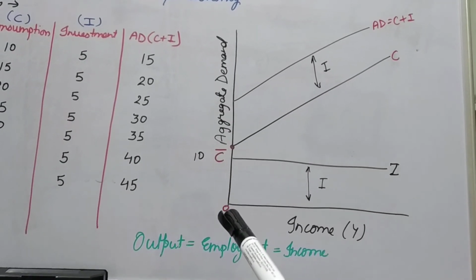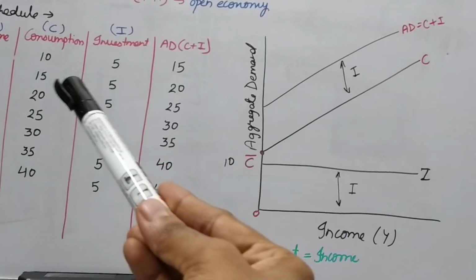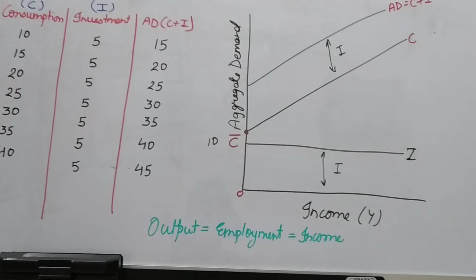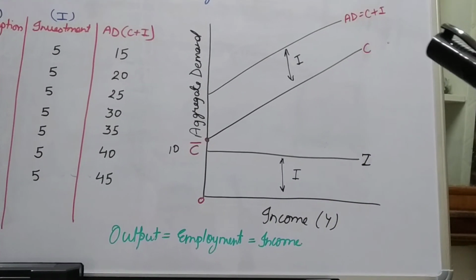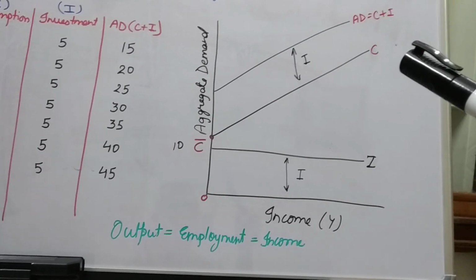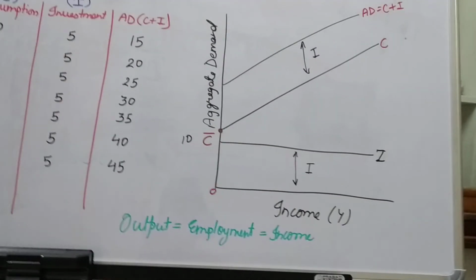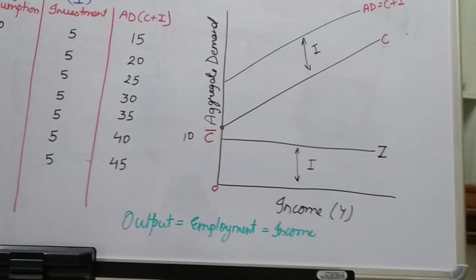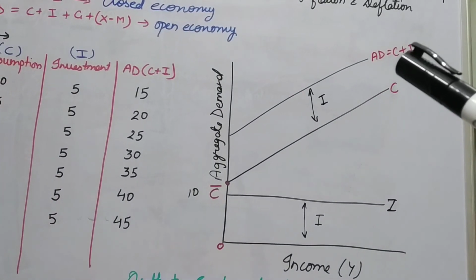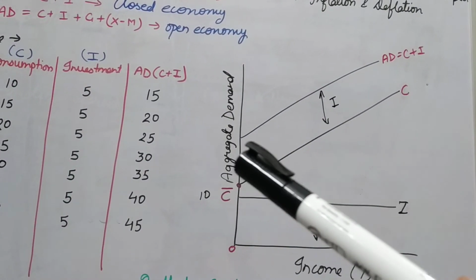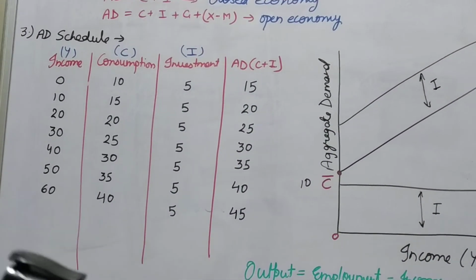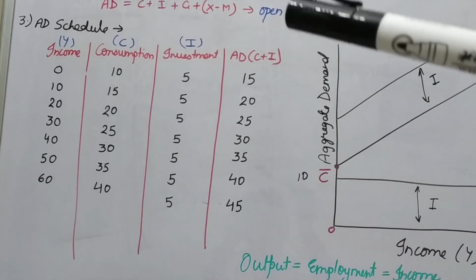And at the zero level of income, how much consumption is there in the economy? 10. It's shown over here also. So the AD curve has a positive slope. You can see here the AD curve has a positive slope, which shows that as income increases, aggregate demand and expenditure also increase. Okay, so that means if income increases, your AD curve will also increase. If your income decreases, your AD curve will also decrease. It's written over here: if income increases, AD is increasing. If income is decreasing, your AD will also start decreasing.